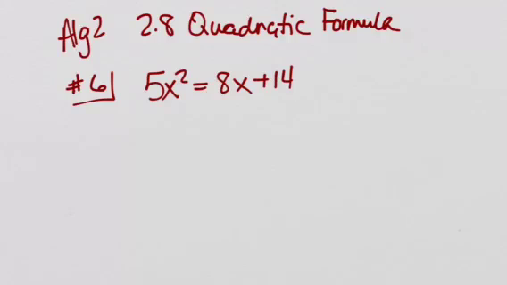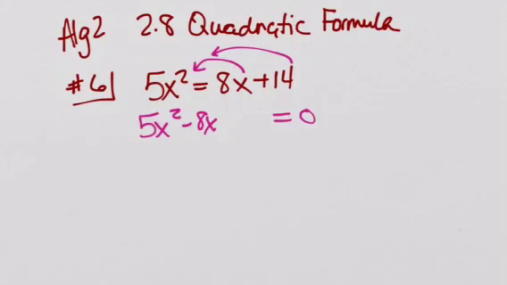I have 5x squared equals 8x plus 14. And so what I need to do is get this all set equal to 0. What I'm going to choose to do, and you can move the 5x squared over instead, is move the 8x over and the 14 over, keeping in mind that they're all different terms. So the 8x comes over and changes sign, and you write it in the B spot, and then the 14 comes over and changes sign and is now negative 14.